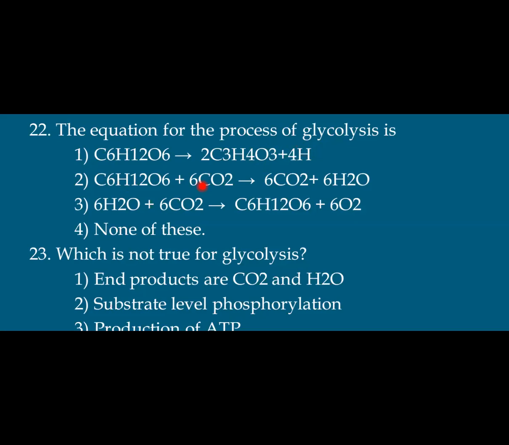Option 2 also, let us see what is wrong there. Glucose plus 6 carbon dioxide will give 6 carbon, totally wrong. Glucose does not use carbon dioxide. Water plus carbon dioxide giving glucose plus oxygen, this is related to the photosynthesis chapter. So option 1 is the right answer.